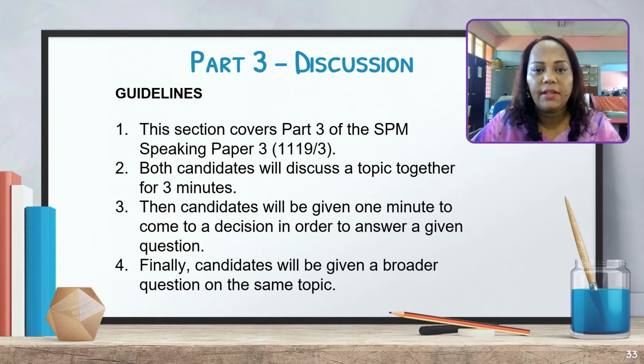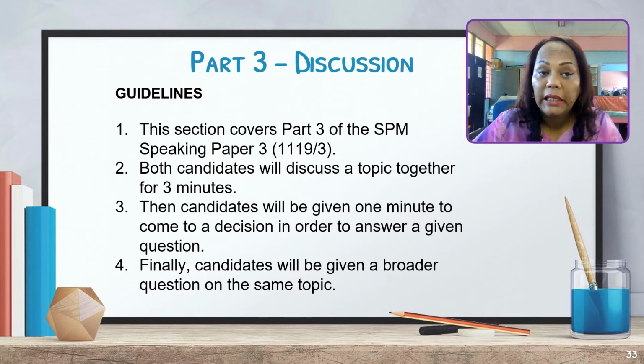Part 3 is the discussion part. Here, both candidates will discuss a topic together for about 3 minutes. You will be given about 1 minute to come to a decision in order to answer a given question. So after you have discussed and come to a decision, then you will be given a broader question on the same topic. And this question is a hot question, where you may have to think about it and maybe answer based on logic and give reasoning. So it's a bit higher level, right?